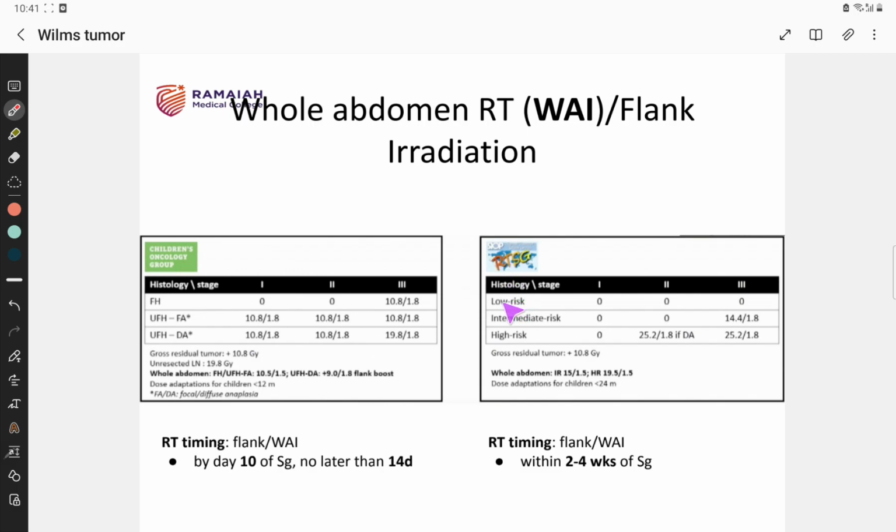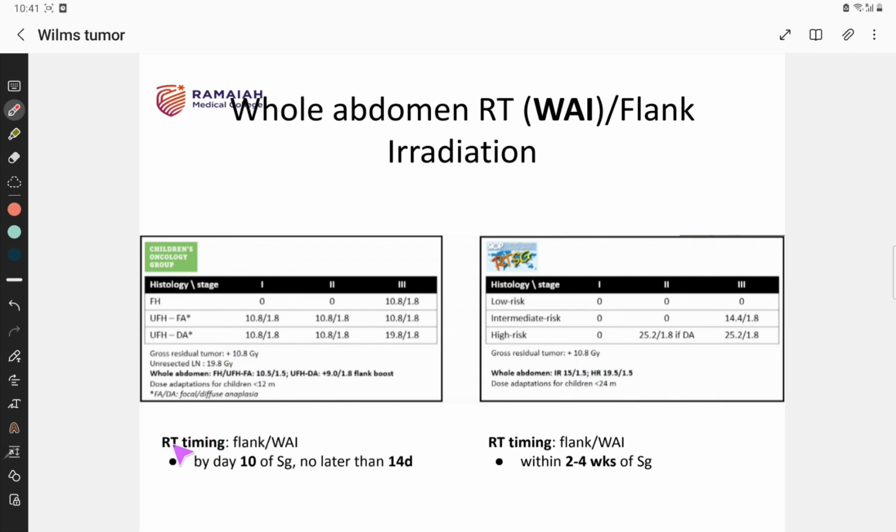Now according to SIOP, for low risk in stage 1, 2 or 3 there is no indication of RT, and for intermediate risk, only in stage 3 we give 14.4 at 1.8 gray per fraction. For high risk, there is no indication in stage 1; in stage 2 we give 25.2 if it is diffuse anaplasia, and in stage 3, if it's high risk, you give 25.2. And in both of them, if there is gross residual tumor anywhere in the kidney or elsewhere, spine or lung, there you give a 10.8 gray boost.